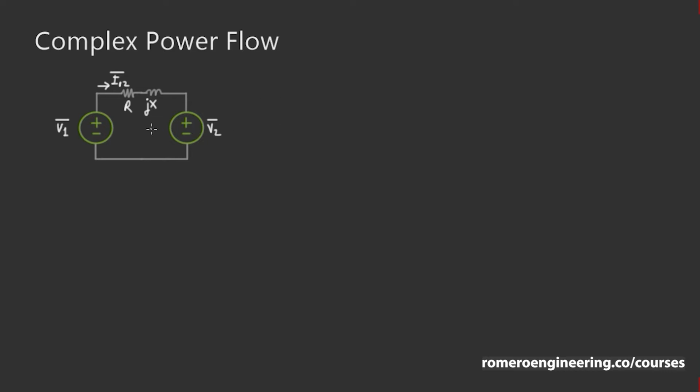So let's take a look at the circuit here that I've drawn on the top left, where we have two voltage sources, V1 and V2, that are connected through a transmission line. In this example, V1 could be a generator in one city, V2 could be a generator in another city, and R plus jX, this impedance over here, represents the transmission line that connects both generators.